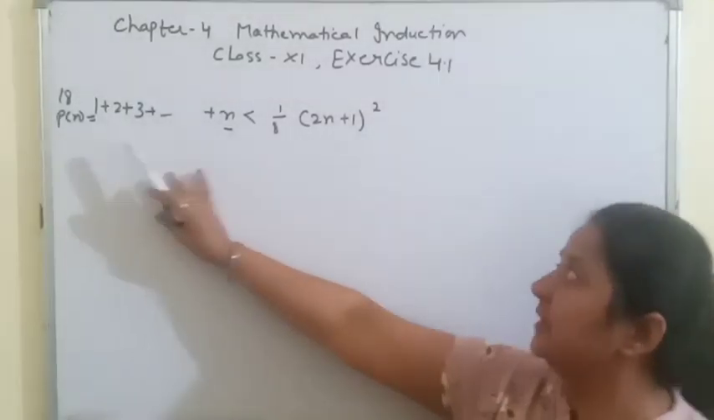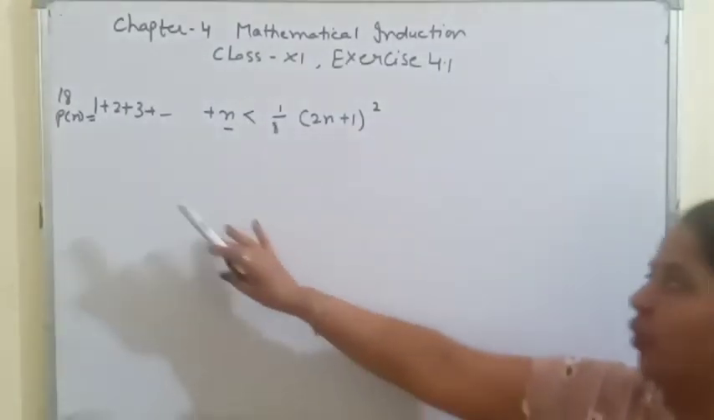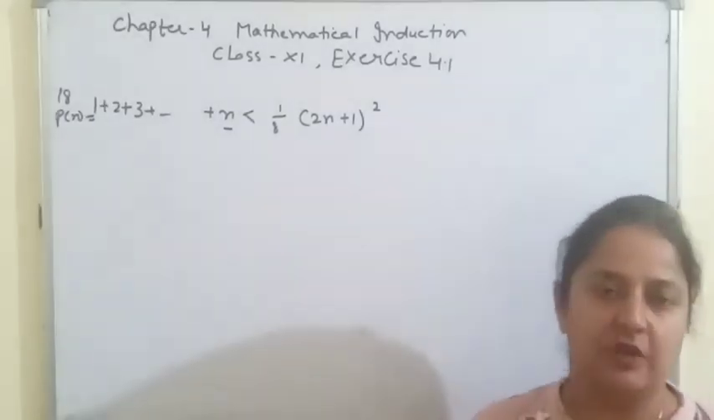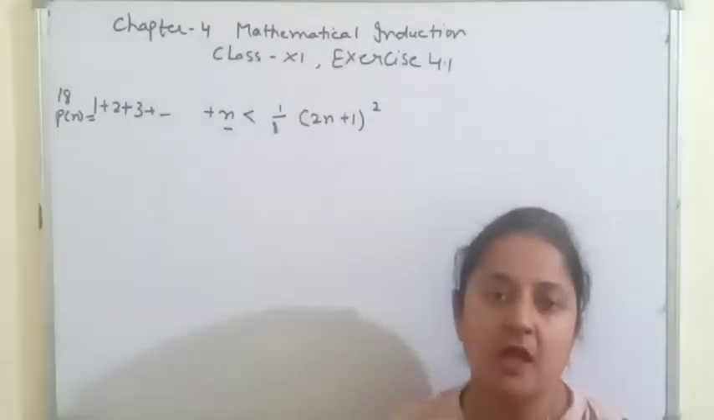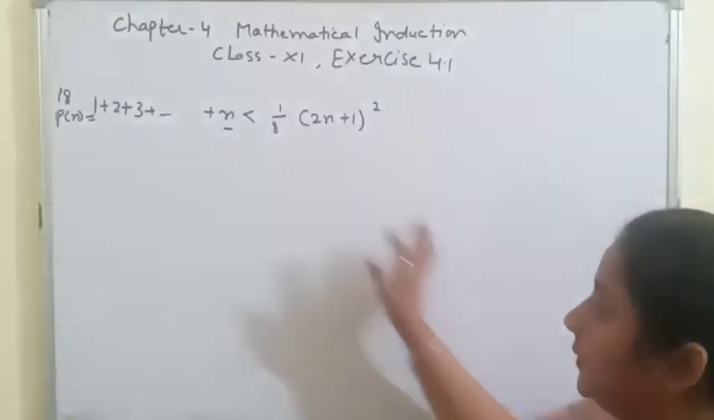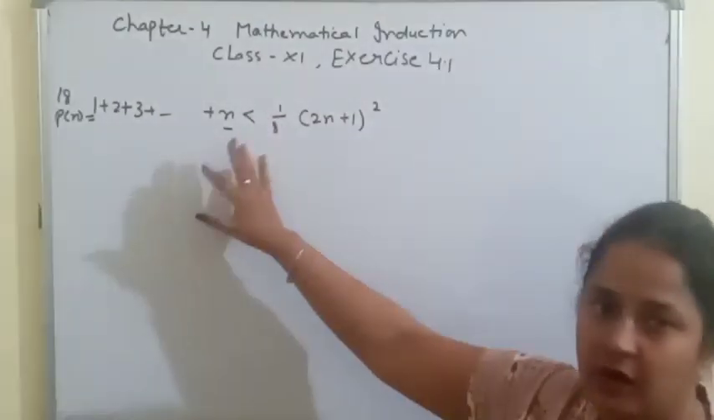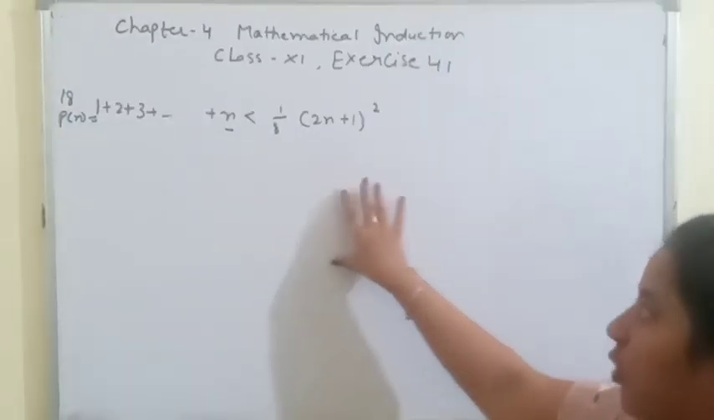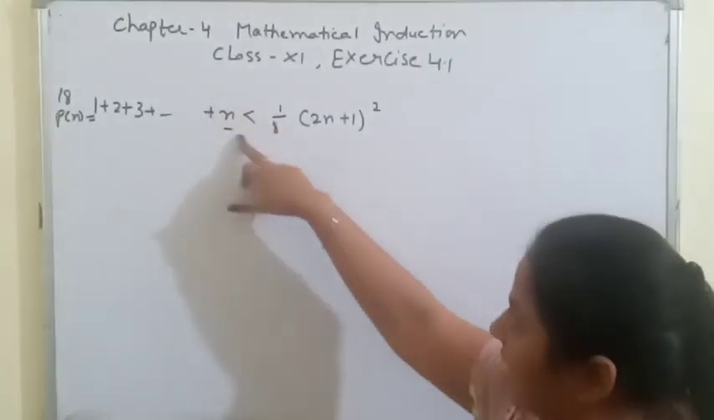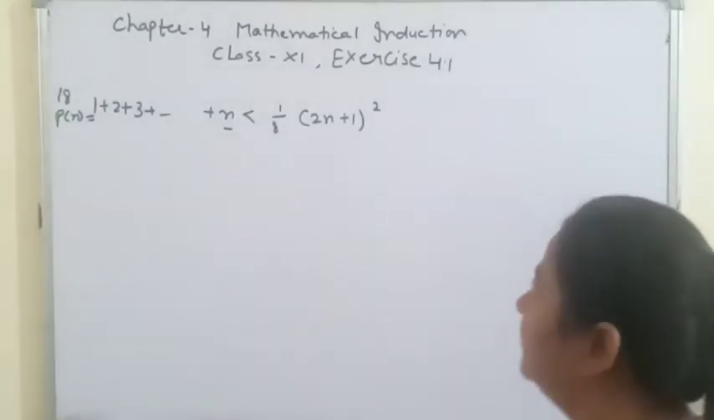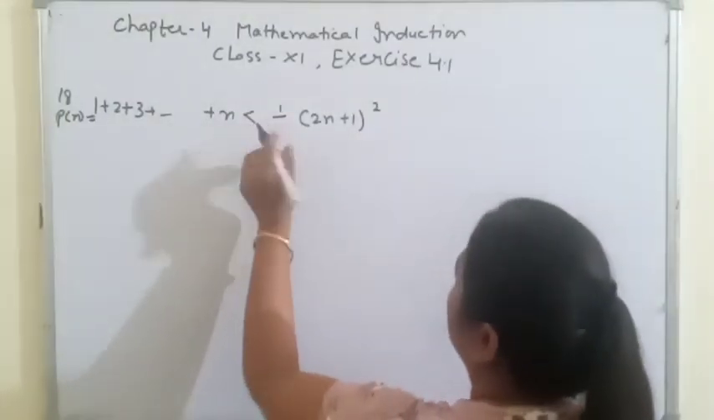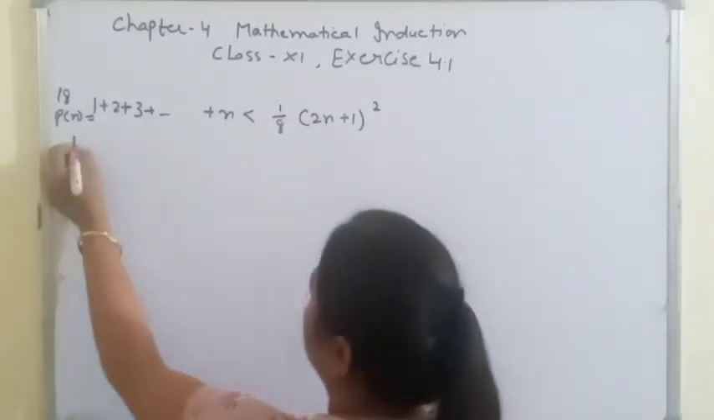Let's start question number 18 of exercise 4.1. Up to question number 17 you have solved all the questions and you know very well how we can solve the problem by using the principle of mathematical induction. This is a different question because from 1 to 17 you have solved all the questions which have the sign of equal, but in this problem we will solve the sign of inequality. So let's see how we can solve them by following the same steps.